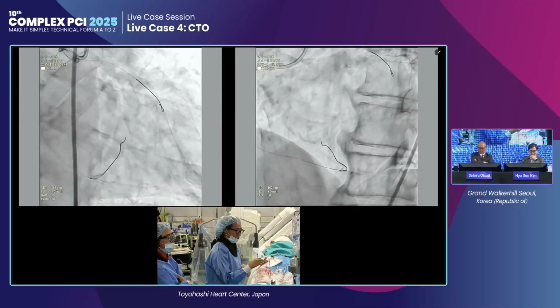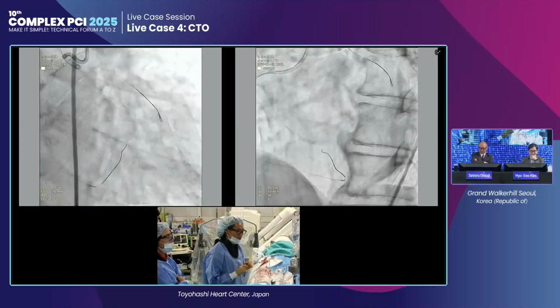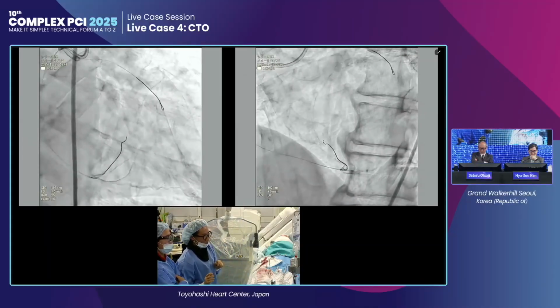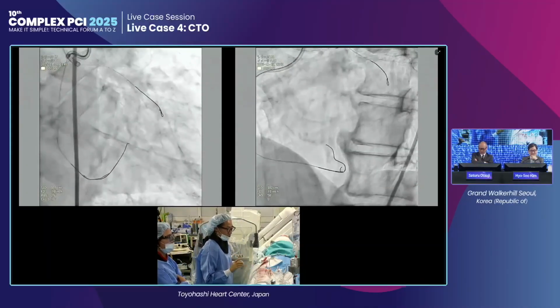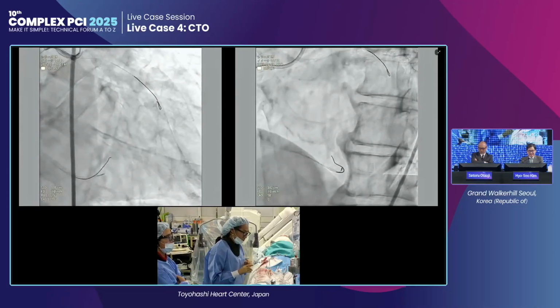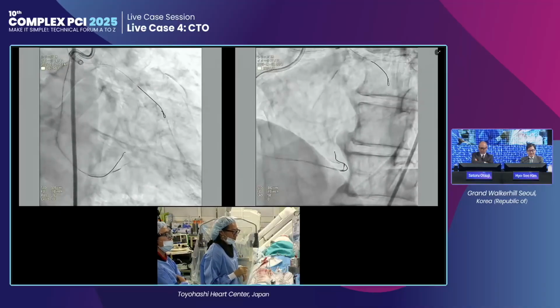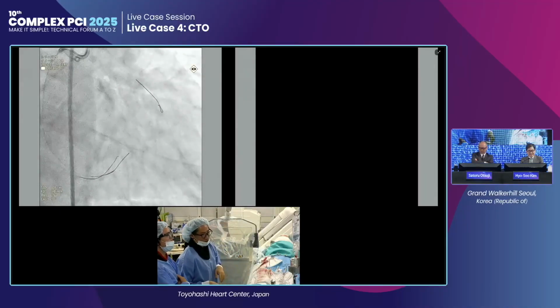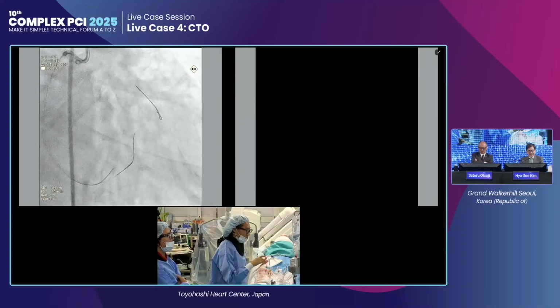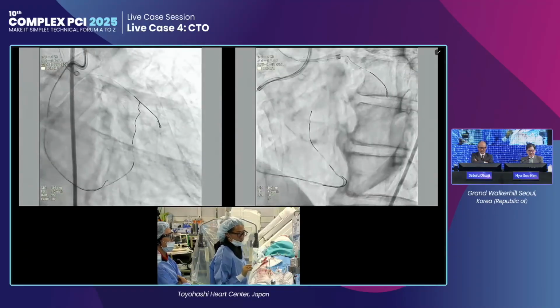Coming to the LAD, you can see that this is a tip injection with a double lumen catheter, and this is a guide wire advanced to the side branch, and this is a tip injection. And unfortunately, this is also difficult. And this is the SO3, and there's a very, very tiny channel.